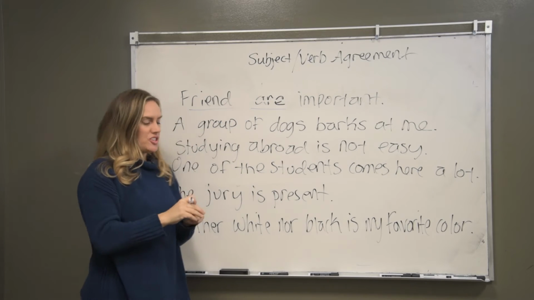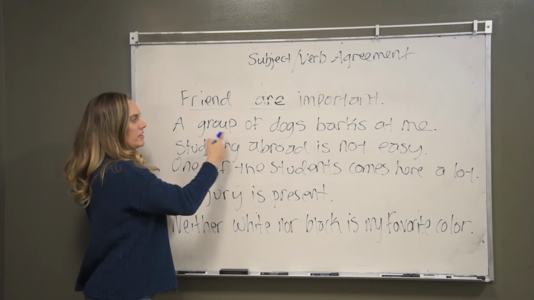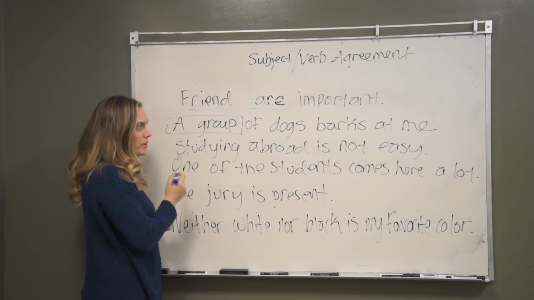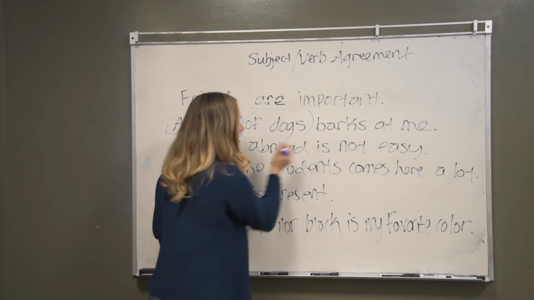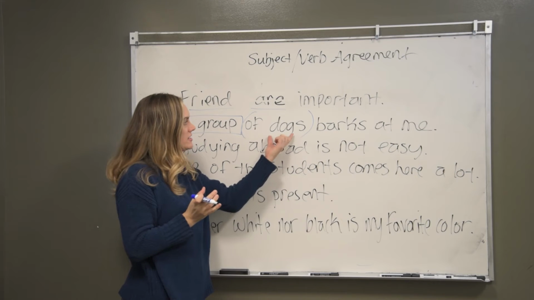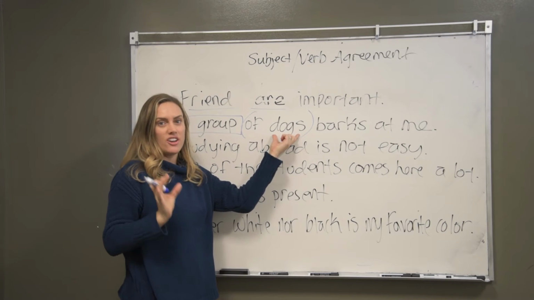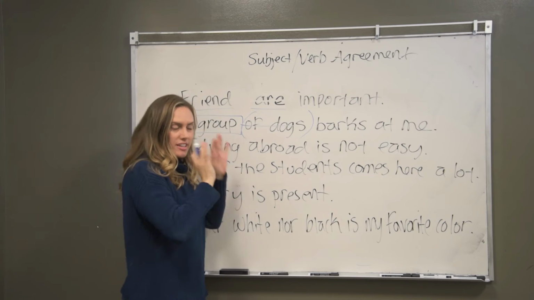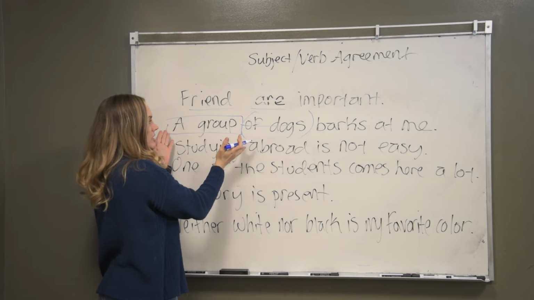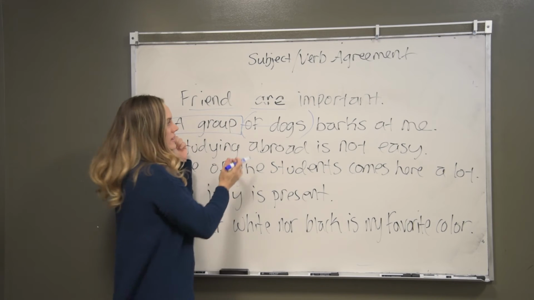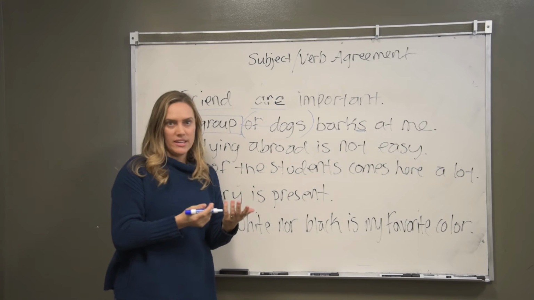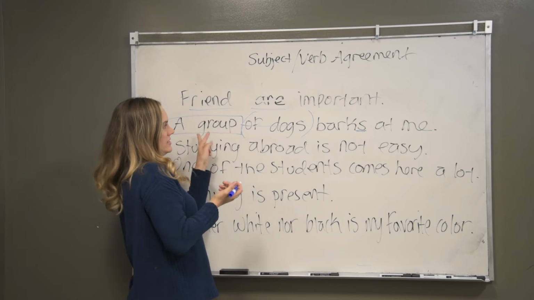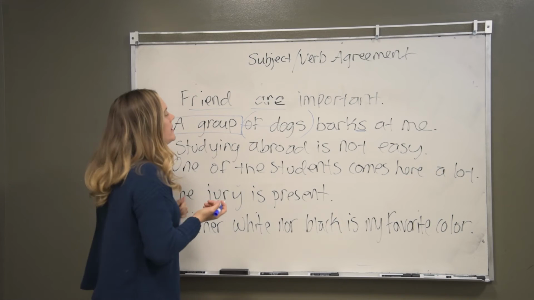There's some tricky situations like this. A group of dogs barks at me. So the subject in this sentence is a group. Of dogs is actually just a prepositional phrase, so therefore this noun is not the subject, it's the object of a preposition. So you could even cross it out to get it away from you so you can see what the subject is. A group, which is one, barks at me. You need to have the S on the verb because that reflects this singular subject.